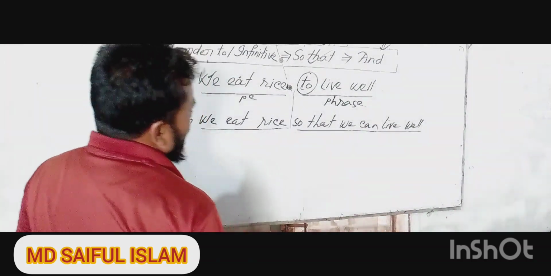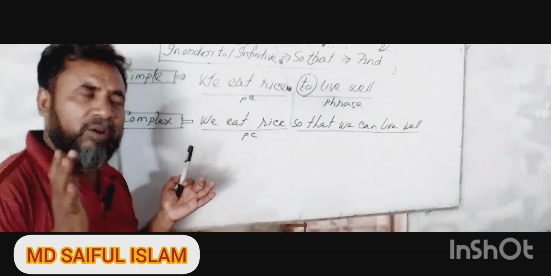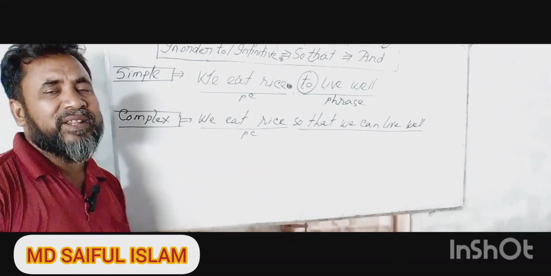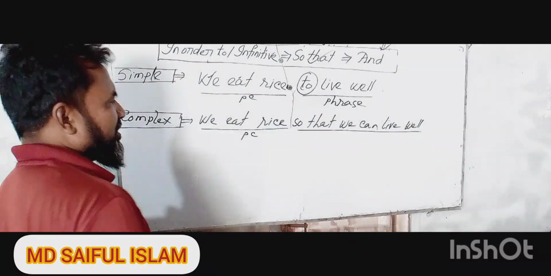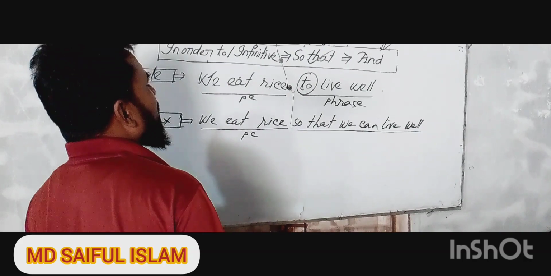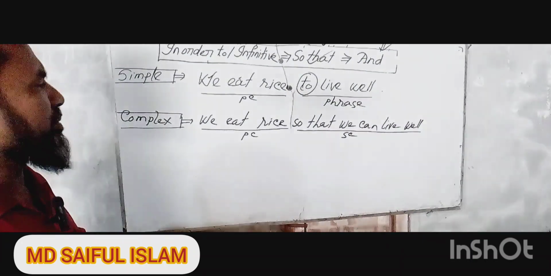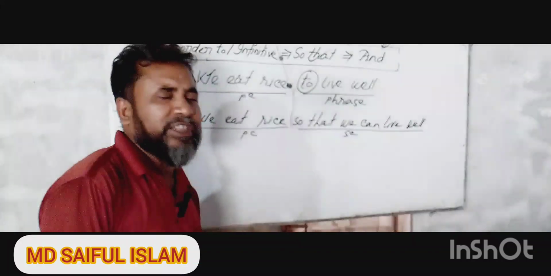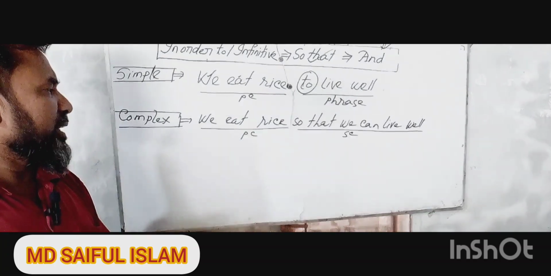Now try to label the clause of these two portions. Number one, "we eat rice". This portion is, of course, a principal clause, because at the time of making you understand the definition of a principal clause, you were told that a principal clause is a clause where there is a subject and a finite verb. But "so that we can live well" is, of course, a subordinate clause, because we were told that if any clause starts with subordinate markers such as that, so that, who, what, which, etc., we call it a subordinate clause.